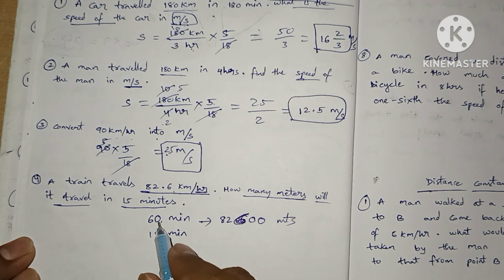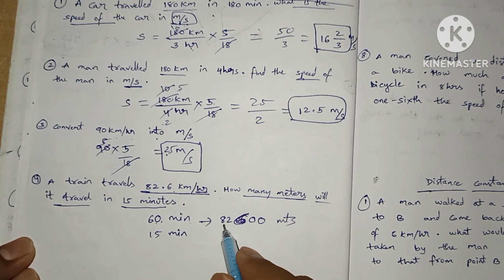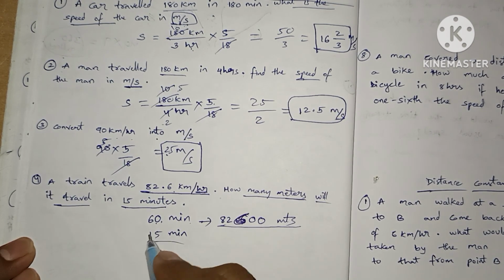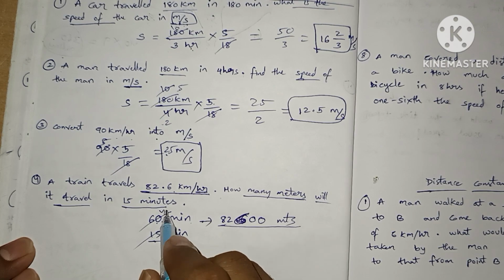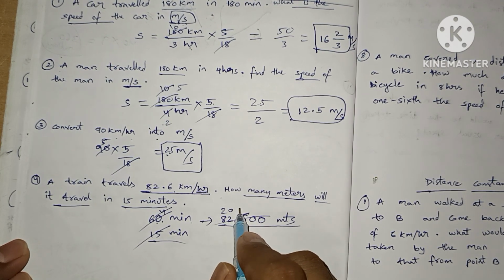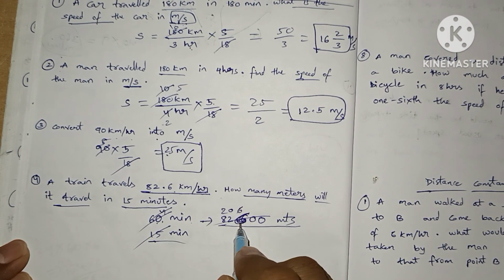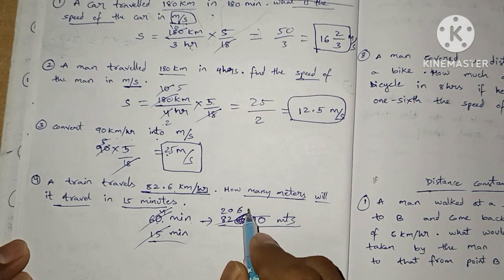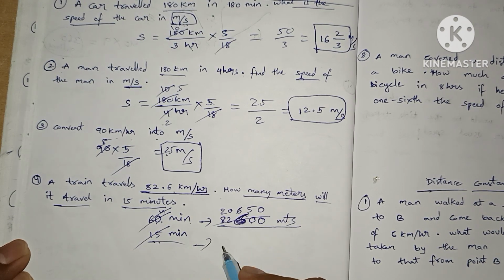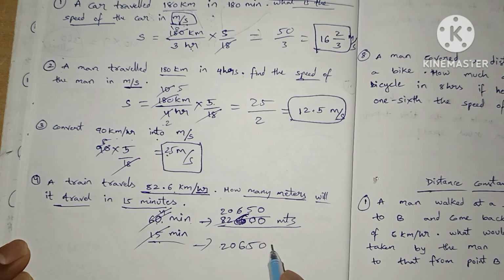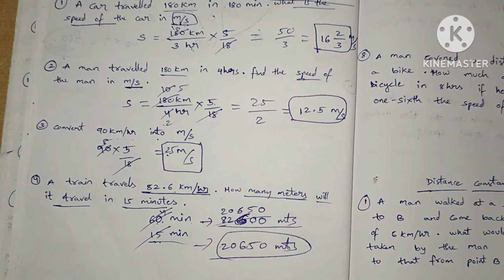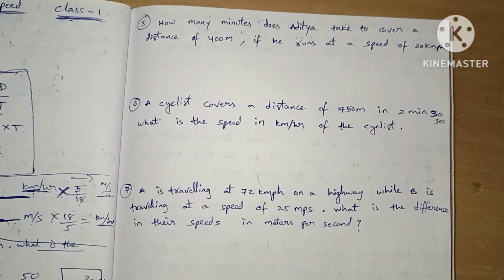Okay, now for 60 minutes this many meters are covered by the train. For 15 minutes we need to find 4 times 4, 2 times 0, and 6 times is 24, left with 2. So this is the answer. For 15 minutes it can travel 20650 meters. This is the answer.